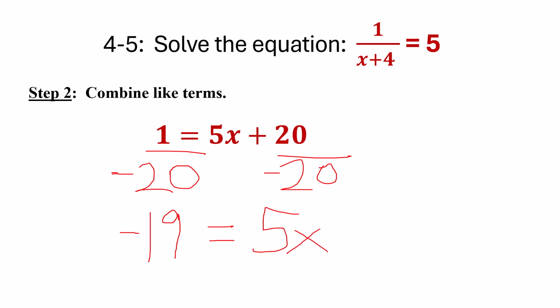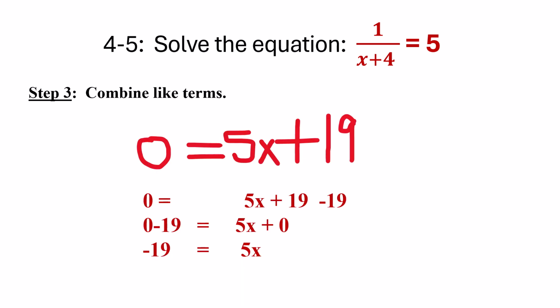It's 5x. So 5x equals negative 19. You know already, because 5 can't divide evenly into 19, you're going to have a decimal or a fraction or both, depending upon how you want to write it. So now you have negative 19 equals 5x, and you're going to use the multiplicative inverse. Why are you using the multiplicative inverse?